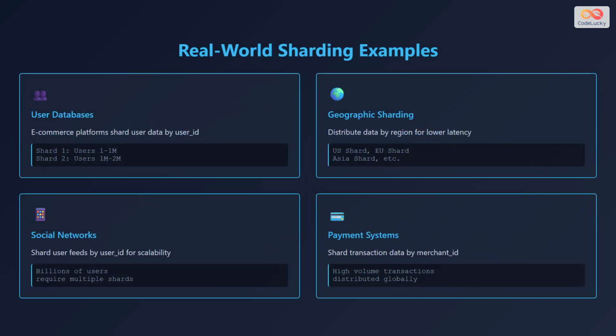Sharding is used extensively in real-world applications. E-commerce platforms shard user databases by user_id, distributing millions of users across shards. Geographic sharding distributes data by region for lower latency, with separate shards for different continents. Social networks shard user feeds by user_id because billions of users require multiple shards to function. Payment systems shard transaction data by merchant_id to handle high-volume transactions distributed globally. These examples show why sharding is essential for scalable systems.